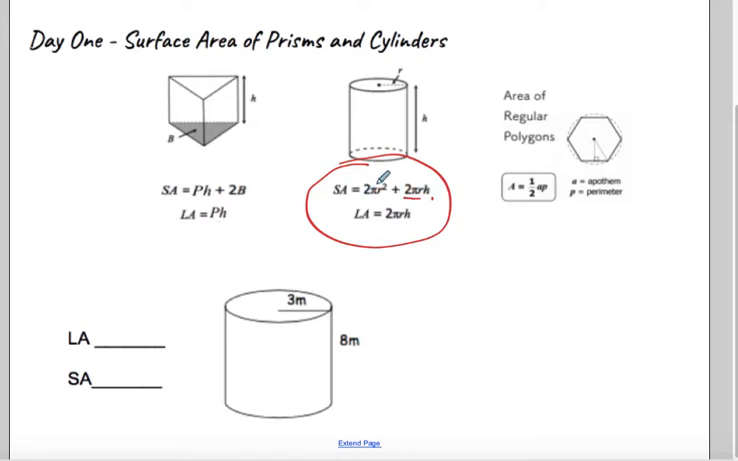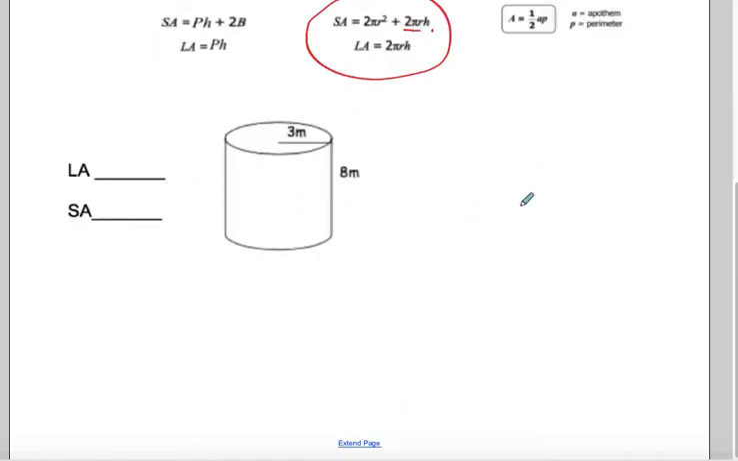And then this 2 pi r squared is the same as the 2B, because the area of the base of a cylinder is pi r squared. The lateral area is that perimeter times height, and the perimeter of the circle is 2 pi r times the height. So they are related to each other. And we're going to find lateral area and surface area. All we need for the formula is r and h.